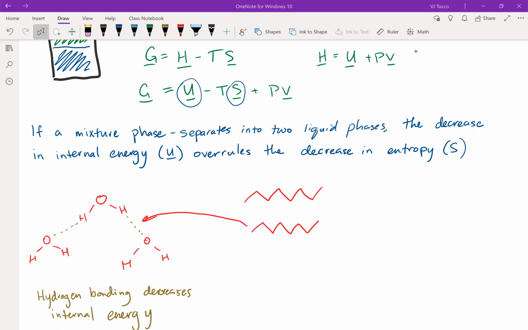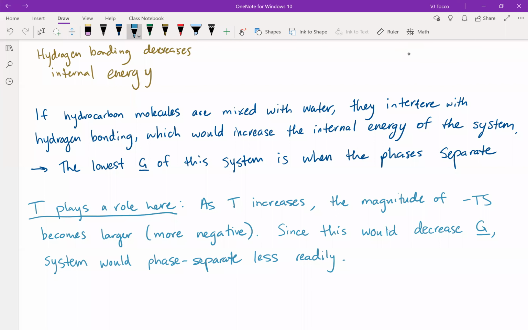with phase separation won't be... what am I trying to say here? Maybe it would help if I write it. All right, I've clarified it in my own head.